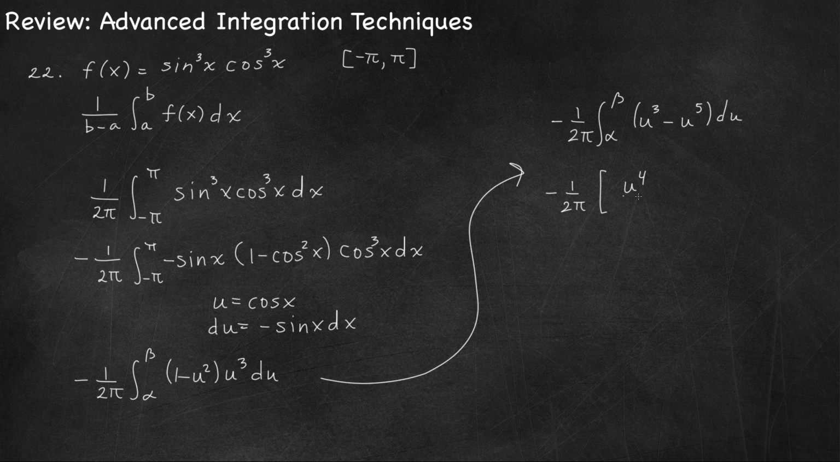So u to the 4th over 4 minus u to the 6th over 6 from alpha to beta. And then if I go back in terms of x, u was cosine x, so negative 1 over 2 pi, cosine to the 4th x over 4 minus cosine to the 6th x over 6. And now that I'm back in terms of x, I can use negative pi and pi.